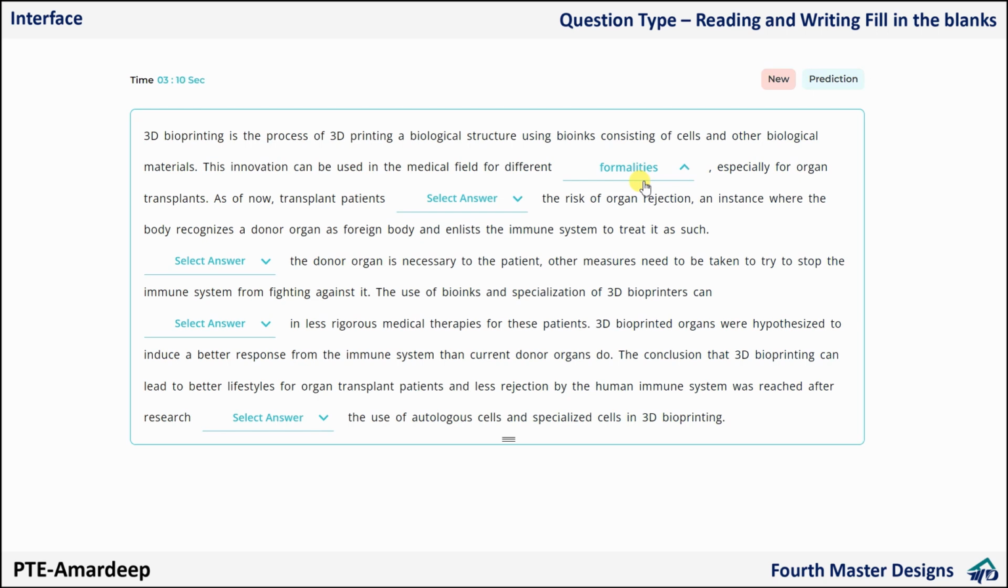Now I'll brief you about everything related to this question. The first thing you have to keep in mind is what the task is. Fill in the blanks. You need to fill the blanks. That is the task. You have the idea as I have shown you the interface.